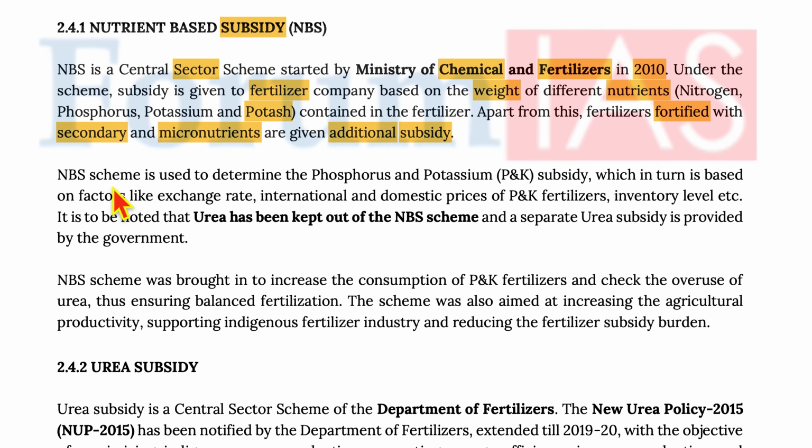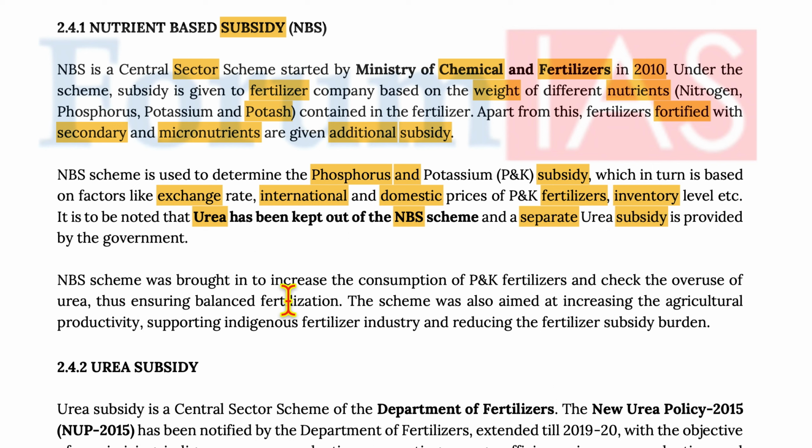Now, the nutrient-based subsidy scheme is used to determine the phosphorus and potassium subsidy, which in turn is based on factors like exchange rate, international and domestic prices of PK fertilizers, inventory level, etc. It has to be noted that urea has been kept out of the NBS scheme and a separate urea subsidy is provided by the government.